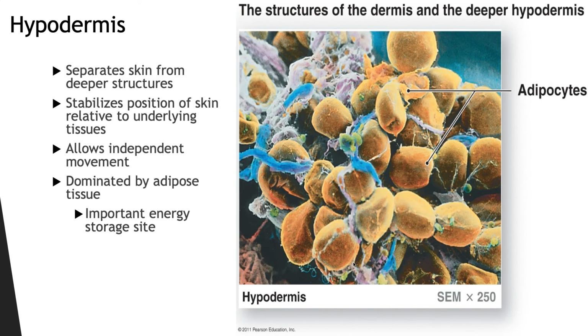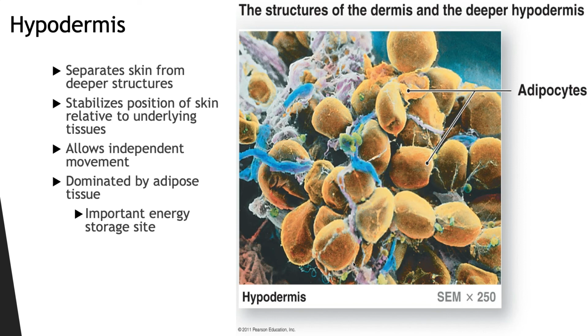Beneath all of these things, you have the hypodermis, which remember is not technically a part of the integument. But the hypodermis separates skin from the deeper tissue structures. It helps to stabilize the position of the skin in relation to underlying tissues, such as skeletal muscles or other organs, while also permitting independent movement. Because it's often dominated by adipose tissue, the hypodermis also represents an important site for insulation, cushioning, and the storage of energy reserves.